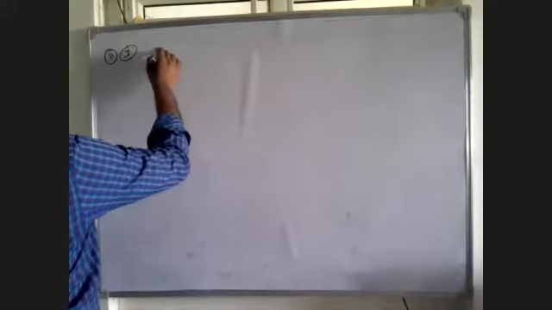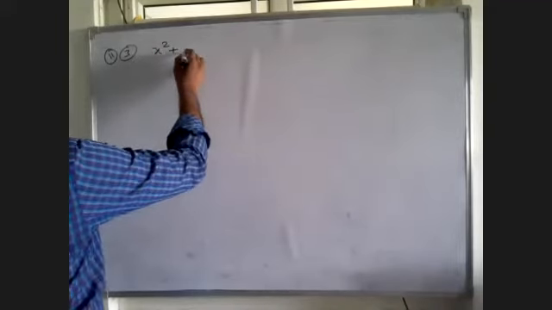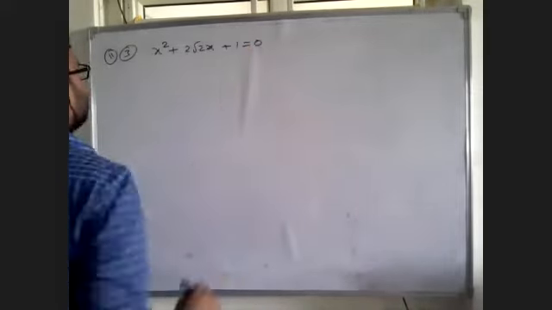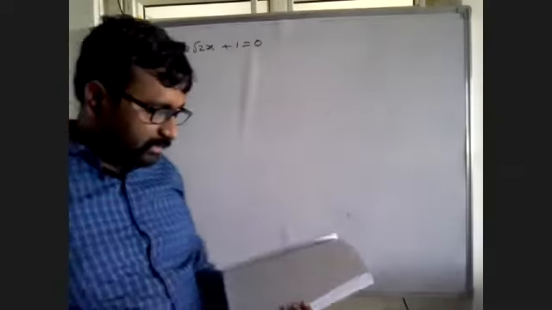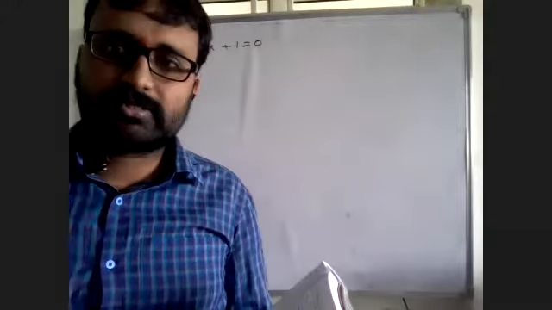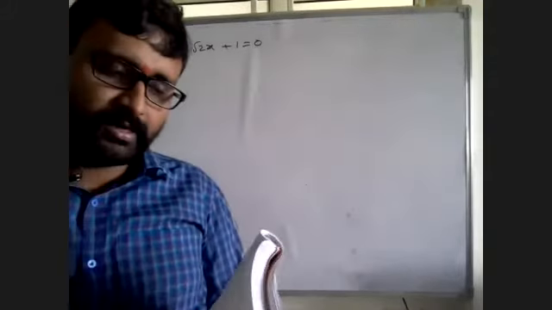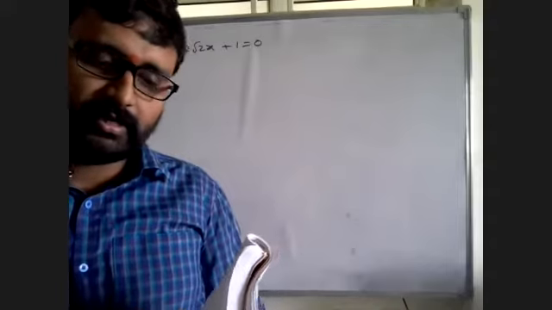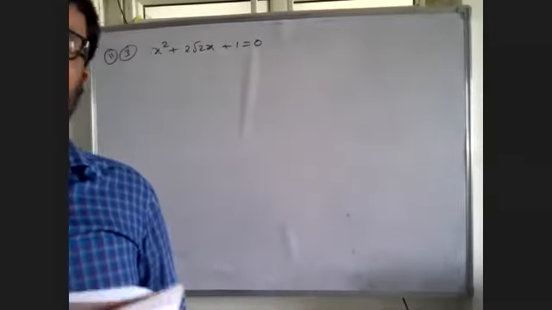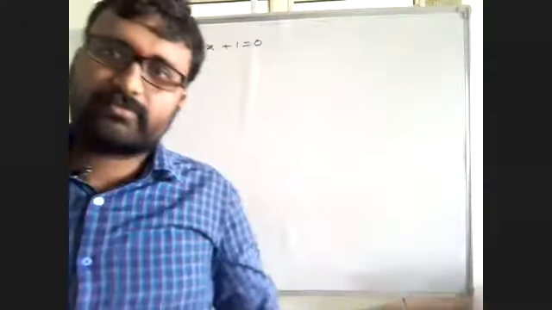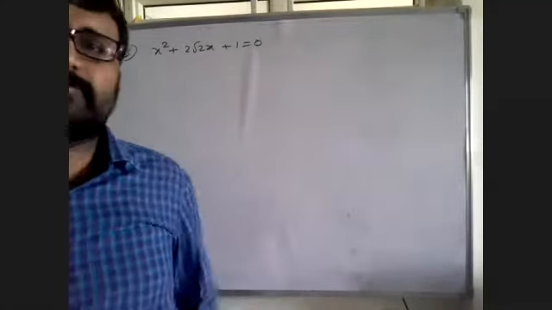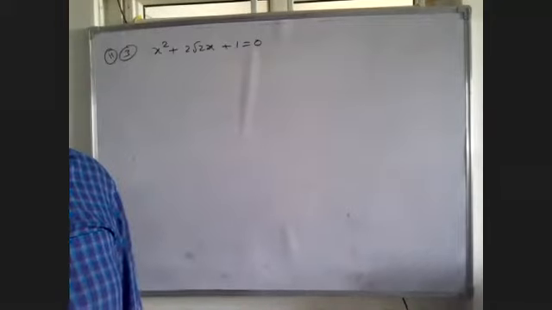Yeah, expect that x square plus 2 root 2x plus 1 is equal to 0 is the question. It is asking what we have to say. We have to comment on the nature of the roots. That is real and equal, real and distinct, or imaginary. In real and distinct, we have some rational and irrational also. So we have to say which type it is. We have to comment.